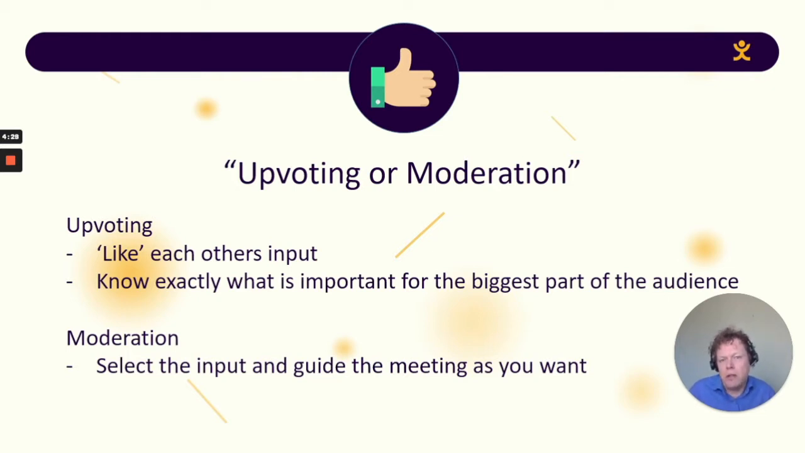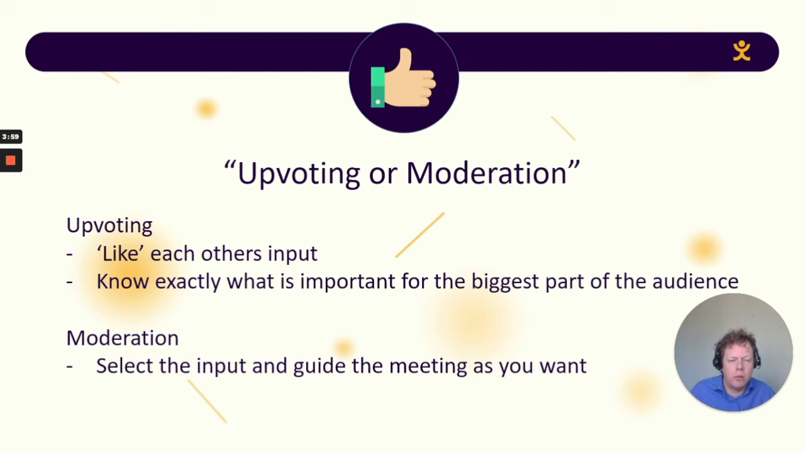And in this way, it's pretty easy for the presenter to know what's most important for the audience and what he should talk about to make sure that you connect to most of the audience. With moderation, you decide yourself as a presenter what to talk about. So basically you say, this is important for my session. That is what I choose from the questions from the audience. Let me show you how to do this.